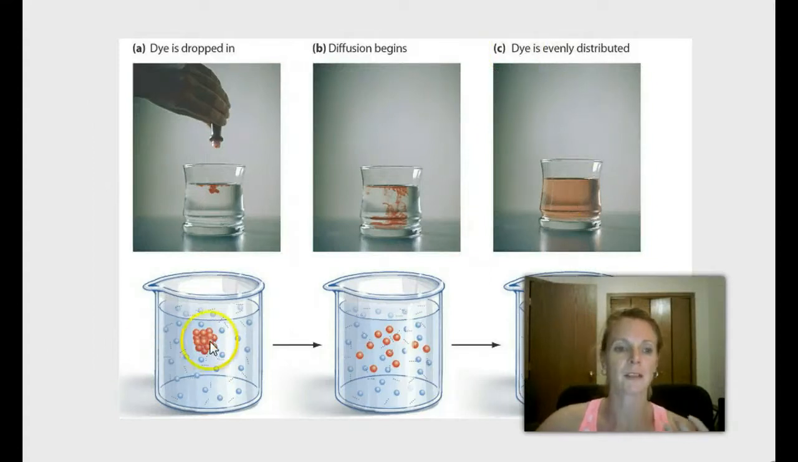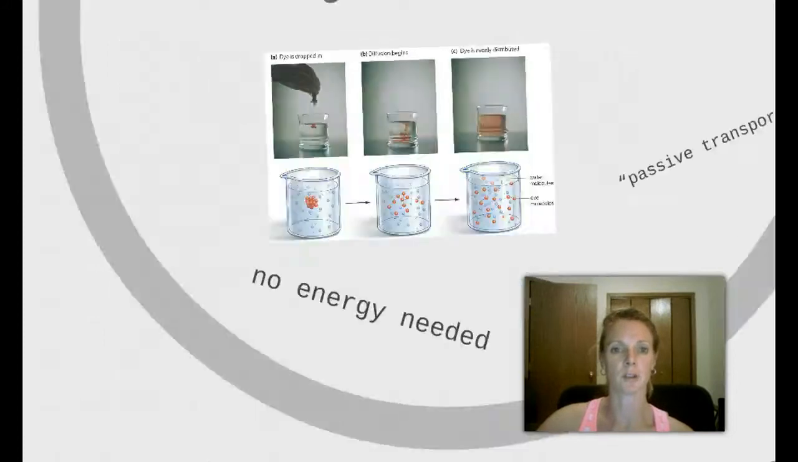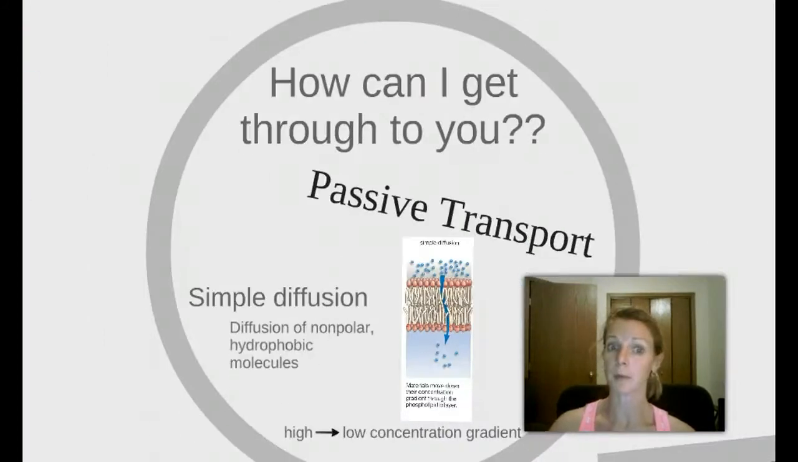Okay, so diffusion basically starts off as this high concentration. I want out, so now you're moving over to this area where you're all dispersed. So that's an easy way to view diffusion. That happens all the time, remember? Okay, now, how can I get through to you?